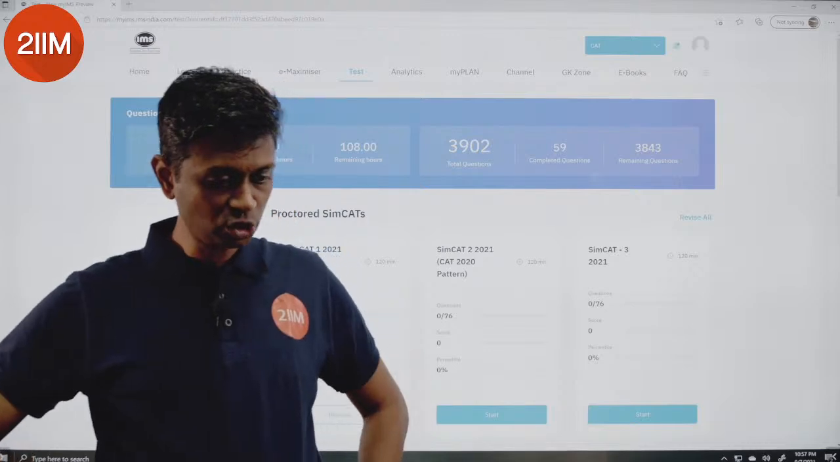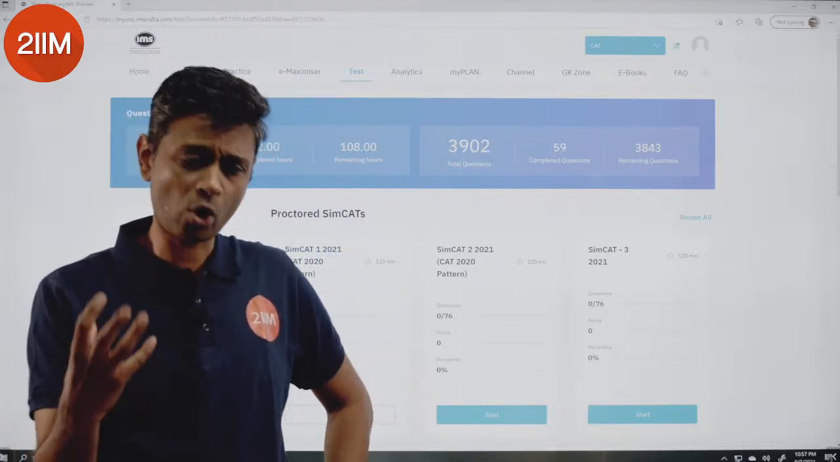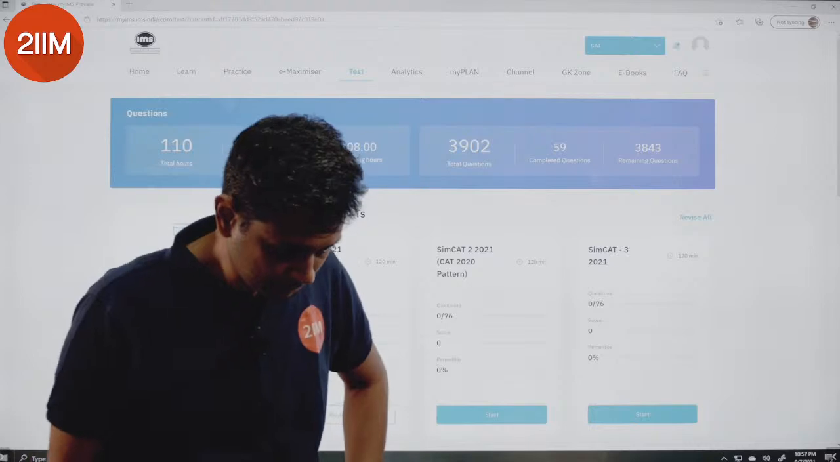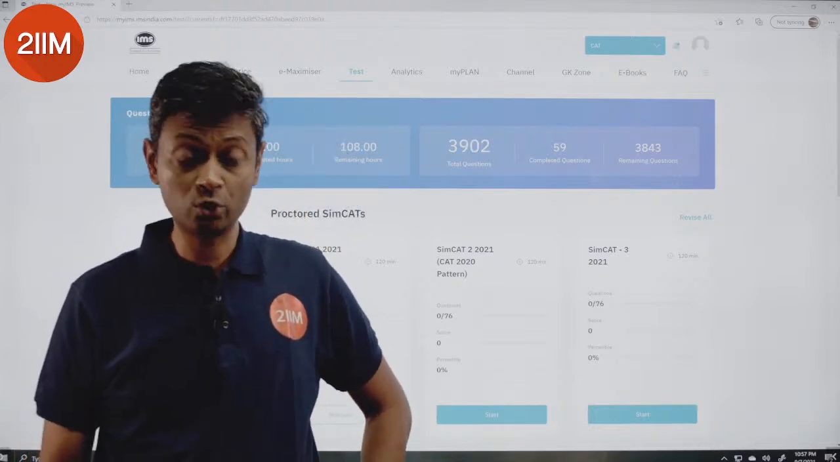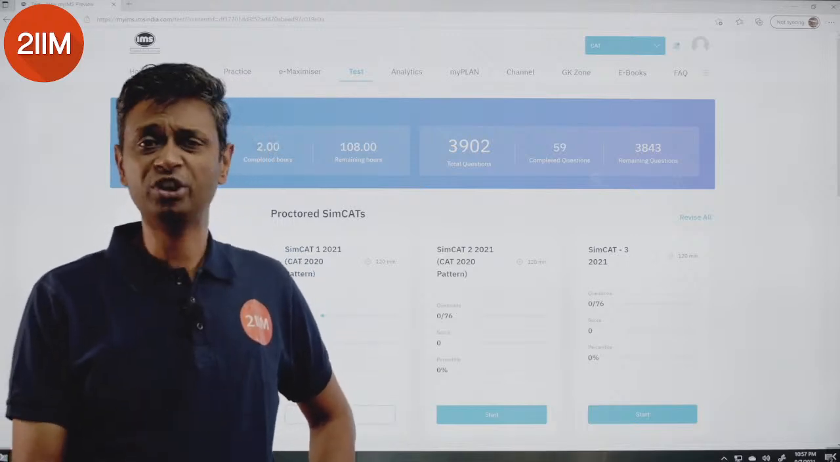How to do revisions for quant: go topic by topic, fill gaps based on mocks. What mocks are telling you, fill the gap there. I'm scoring 70 right now. 70 is good. You can improve your score by 50% easily from here on in.